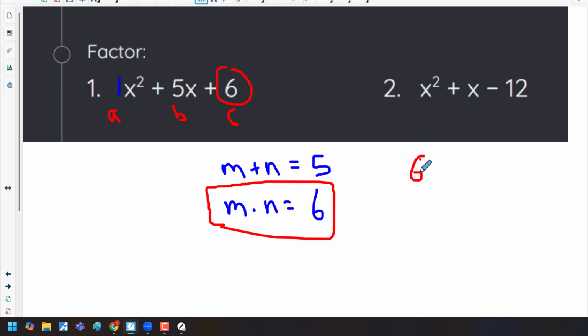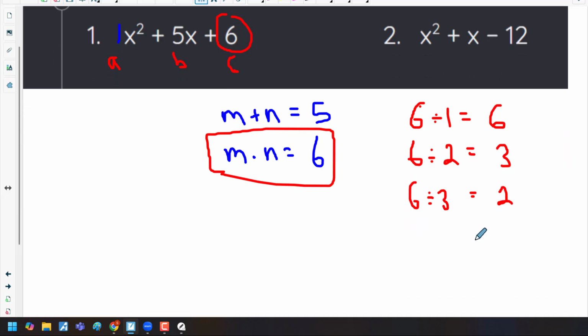What you do is you do 6 divided by 1, and you write all this down. What's 6 divided by 1? Use a calculator, it's 6. Then you do 6 divided by 2. What do you get? 3. Then you do 6 divided by 3. What do you get? 2. And then you keep going until you do 6 divided by 4, 5, and 6.